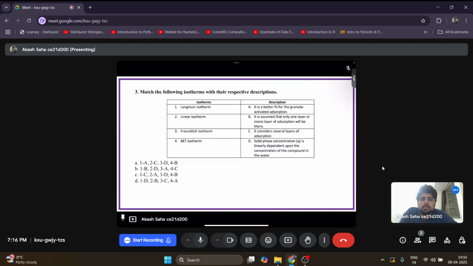BET is the name of three scientists, Brunauer, Emmett, and Teller. The respective descriptions are given, and you have to match them with the particular isotherm. Just go through the question once again and try to come up with an answer. Four options are given with different matches. You have to tell me the correct answer.